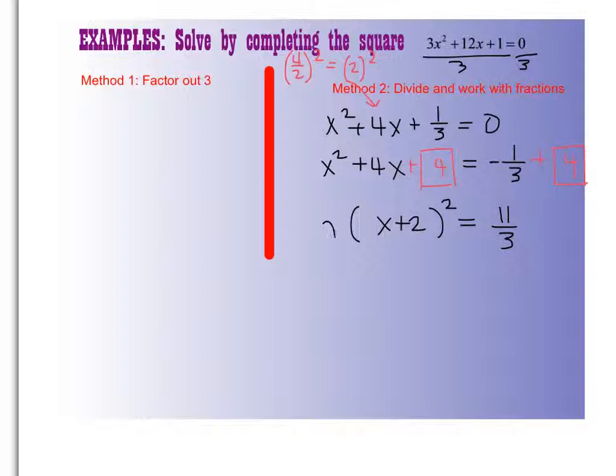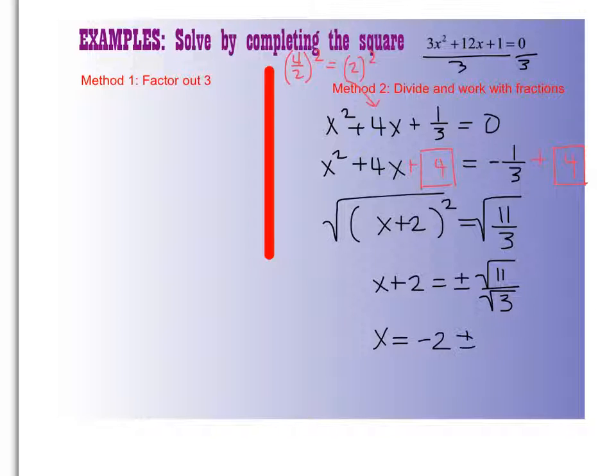That completes the square. We go ahead and just take the square root of both sides. We isolate x by subtracting 2 from both sides. And then we also remember we can't leave radicals in the denominator, so we quickly rationalize for our final answer of negative 2 plus or minus the square root of 33 over 3.